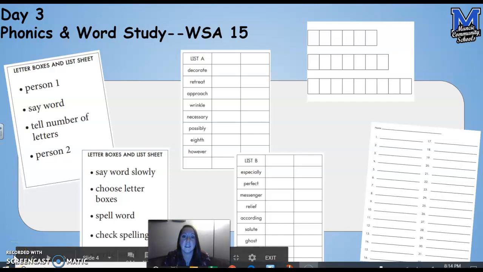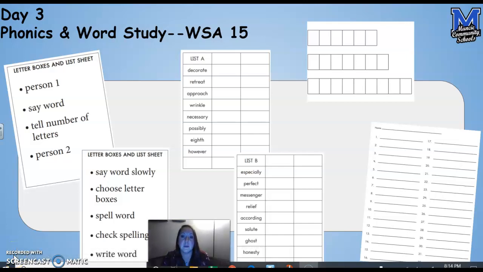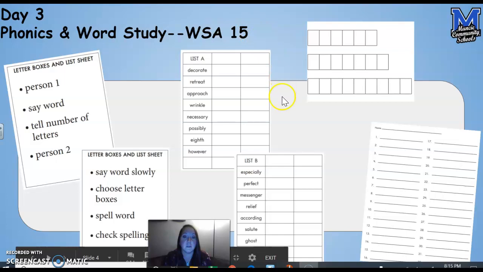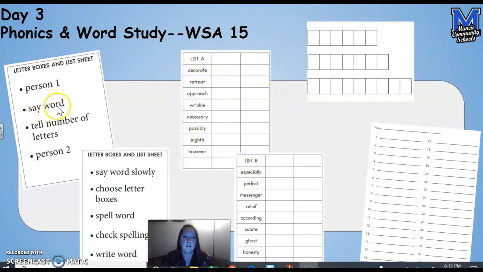For today's word study independent practice, you are going to be working with a partner to spell unknown words. The first person will be using the words from list A and B.